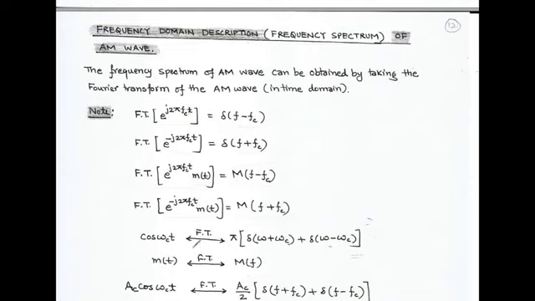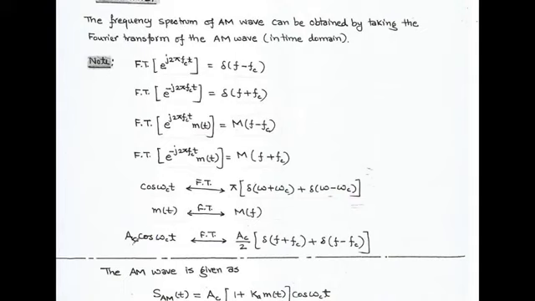Here we use the frequency shifting property of Fourier transform. The Fourier transform of cos omega_c t is pi within bracket delta(omega plus omega_c) plus delta(omega minus omega_c). The Fourier transform of message signal m(t) is capital M(f), and the Fourier transform of carrier signal, that is A_c cos omega_c t, is A_c by 2 within bracket delta(f plus fc) plus delta(f minus fc).